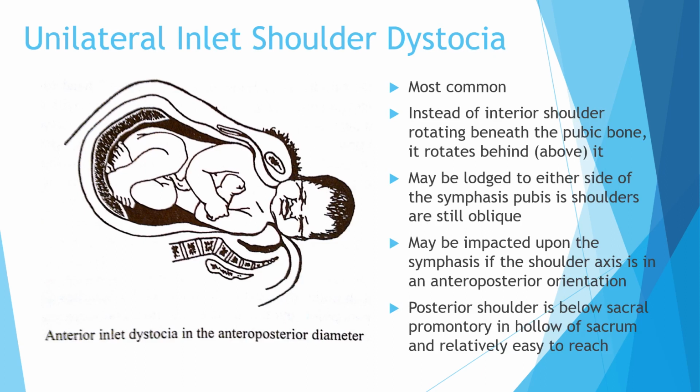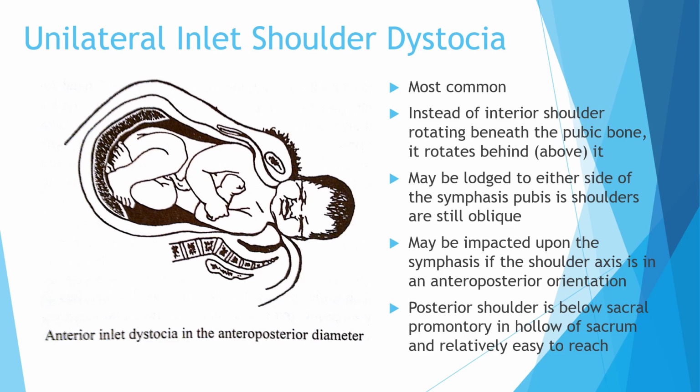So unilateral means that one of the shoulders is stuck and it's stuck high in the pelvis. This is the most common. And so what you have to do is rotate the shoulder that's stuck. You have the advantage that the posterior shoulder is in the roomy part of the back part of the pelvis. If you needed to, you could go in and grab that. So it makes your maneuvers a little bit more choices.